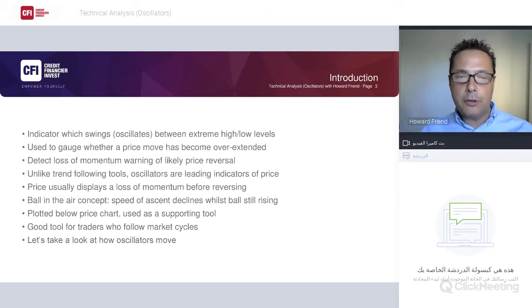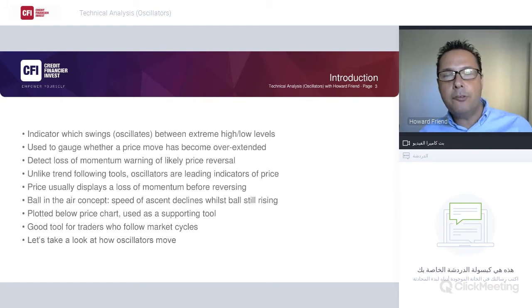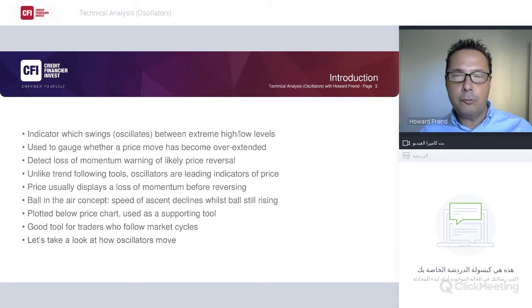So momentum oscillators are derivatives of the price. They're not as important as the price. The most important tool a technician has at his or her disposal is the price chart. So the oscillator is a derivative of the price chart, but it's an important piece of evidence which should be read alongside the price chart. The oscillators are usually placed below the price chart and used as a supporting tool.